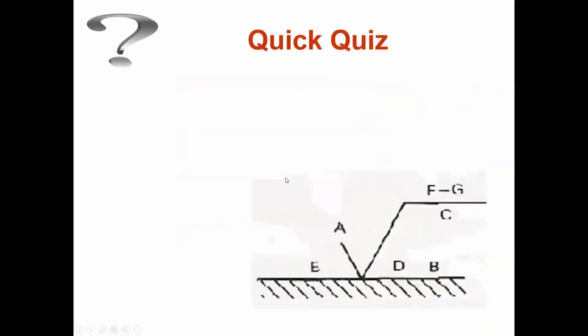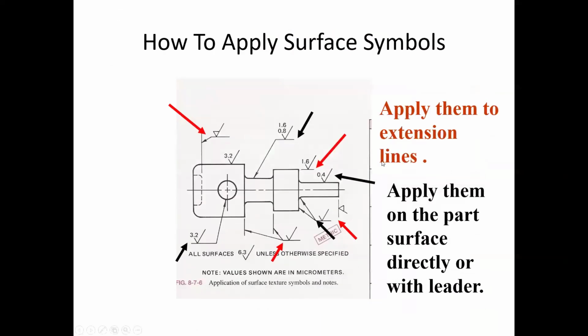So, kind of back to it. Extension line is the preferred place, directly on the part, and then as a last case scenario, you can use a leader. Kind of work it that way if you can.